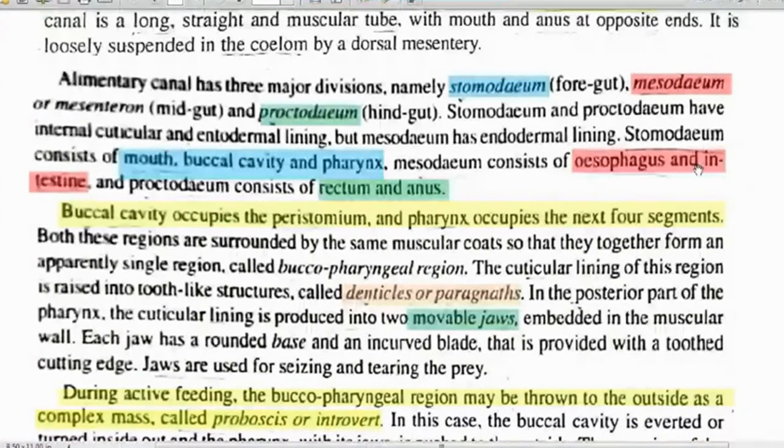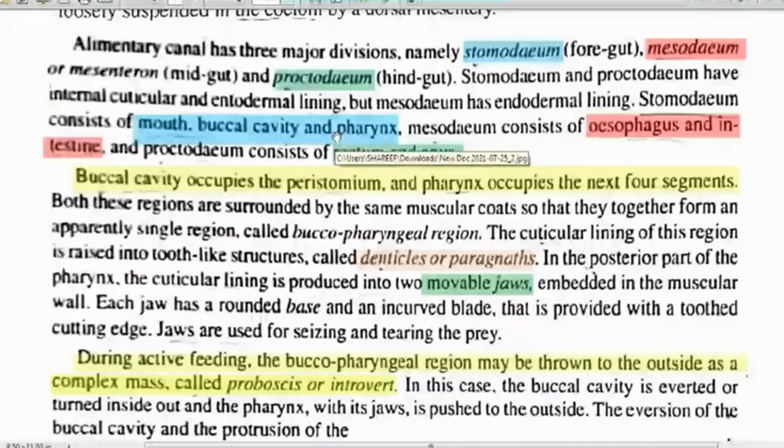Then the stomodeum consists of mouth, buccal cavity and pharynx. Stomodeum is further divided into three components: mouth, buccal cavity and pharynx.